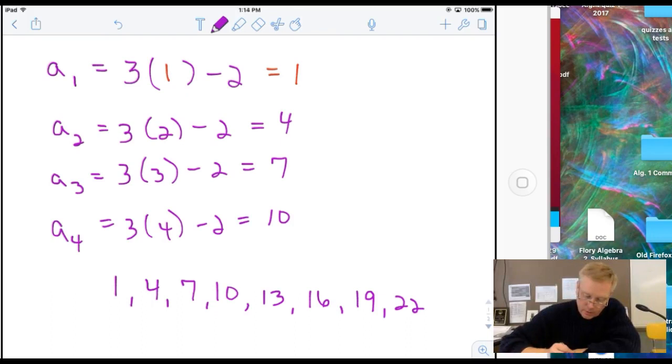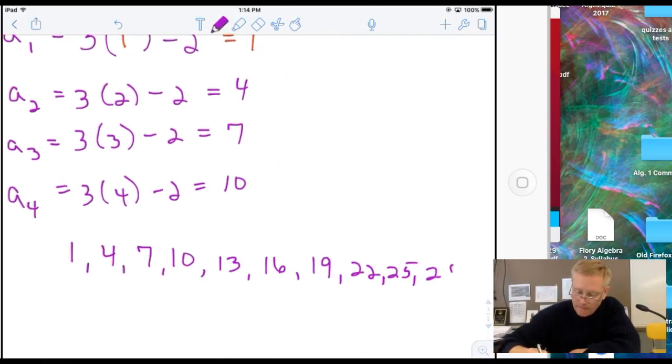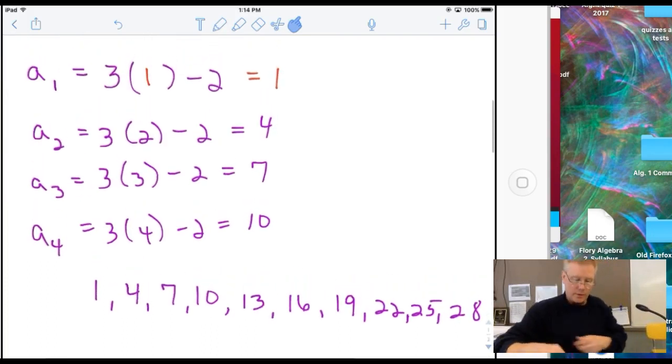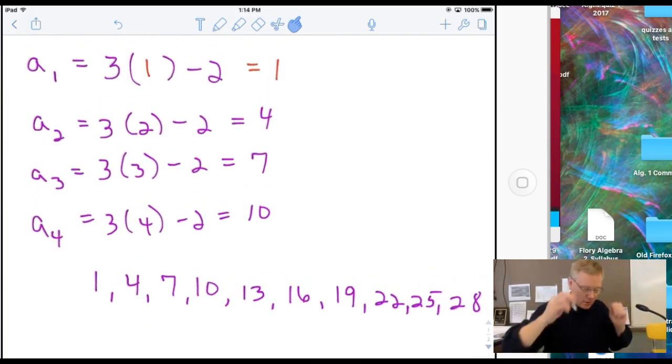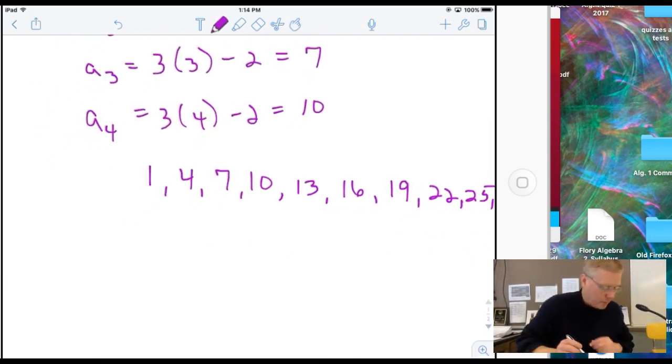And have I gotten to 10 yet? 1, 2, 3, 4, 5, 6, 7, 8. No, I need 2 more. 25 and 28. We'll finish it out. Or you can plug in all those numbers all the way to 10. All right, so that's the first one. And that's your introduction to an explicit formula.